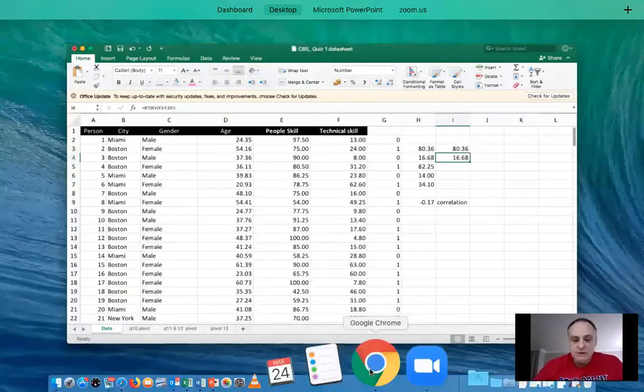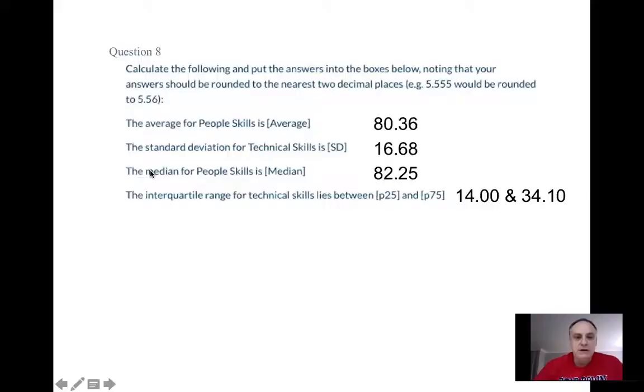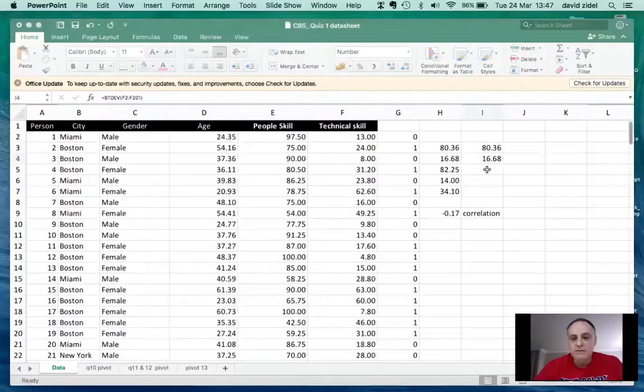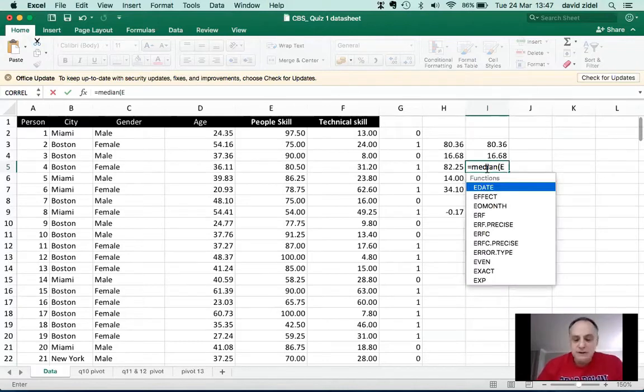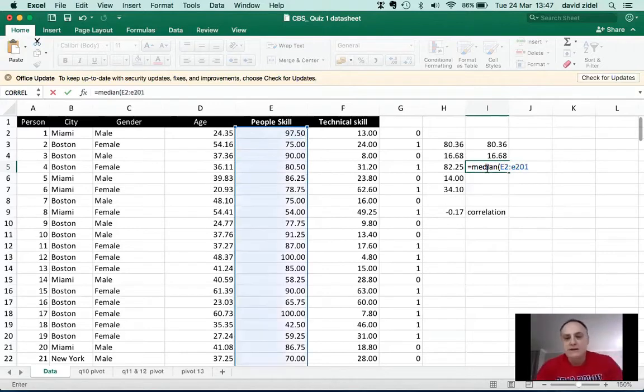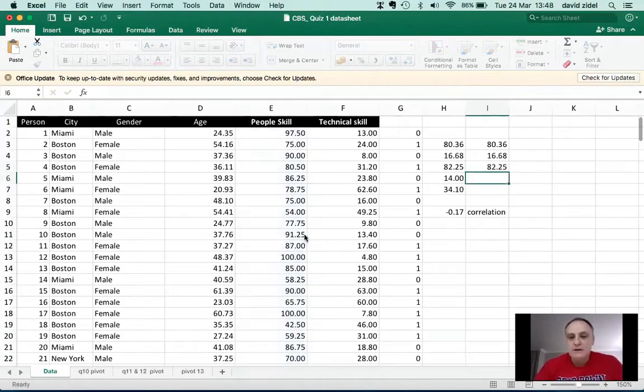If we have a look at the next one, the next question said the median for people skills. What we're looking for is the median, and again, it's just the formula median. So Excel gives you all of this. People skills, that's in column E. We already know that we're going from cell E2 to E201, and now it's highlighted, as you can see in blue. If we do that, you get the median, which is 82.25. Great.